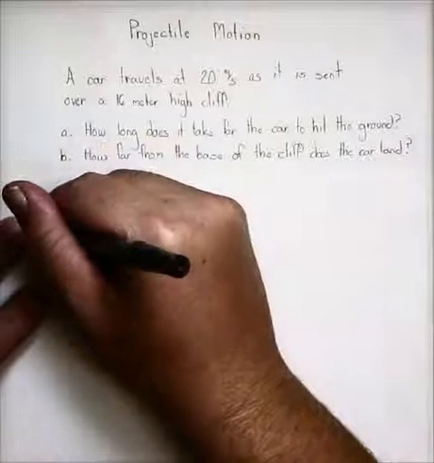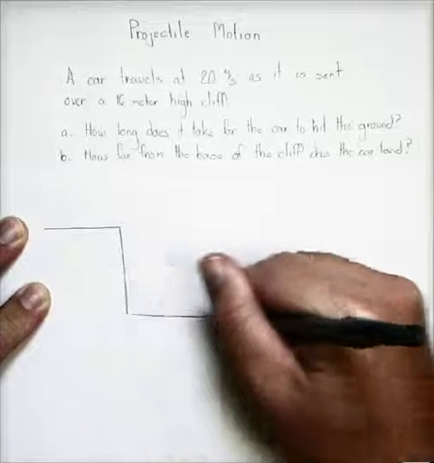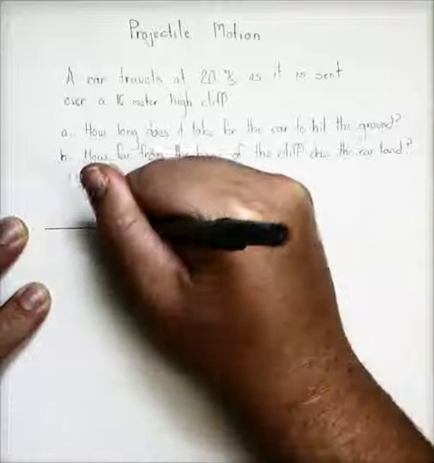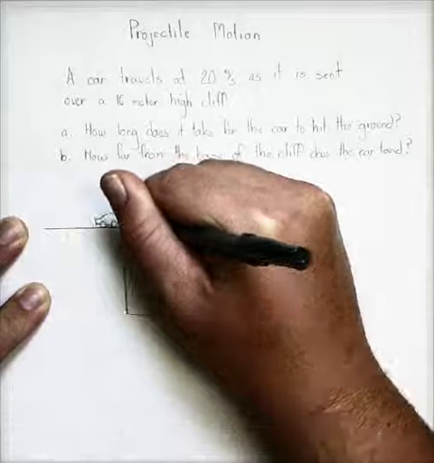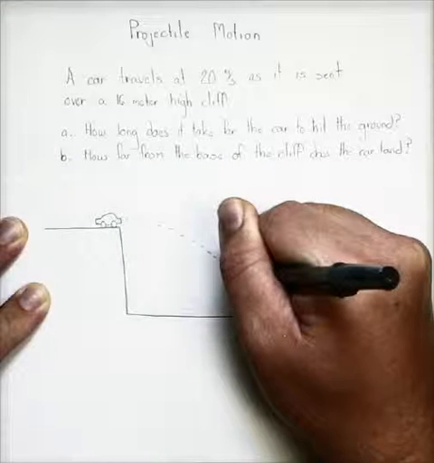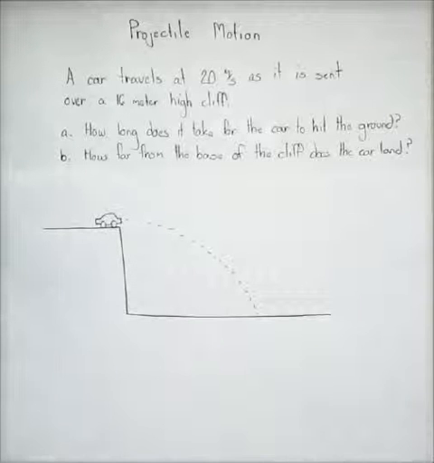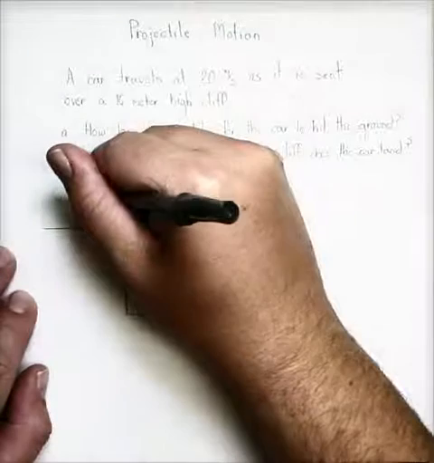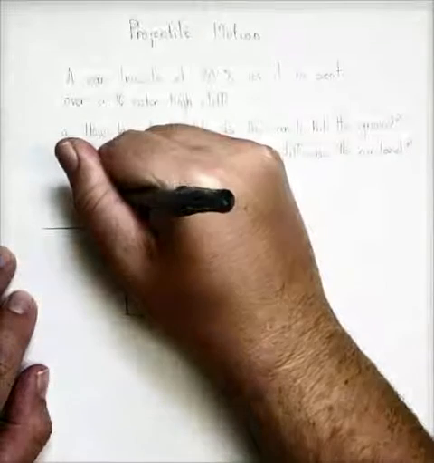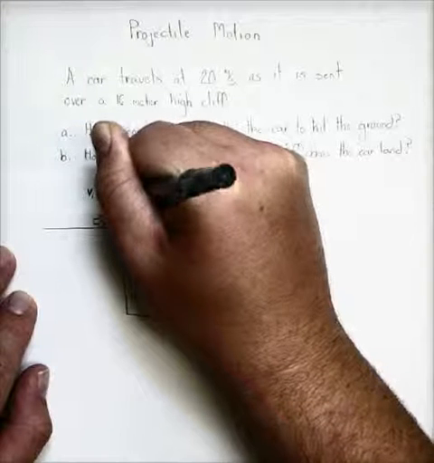So what we can do is draw a diagram of what this looks like. So we have our cliff, we have our car, and I'm going to draw the path of the car as this dashed line. And now what we can do is start listing out all the information that we're going to know from this. So we know the initial velocity of the car is 20 meters per second.